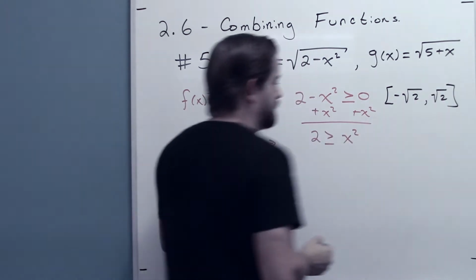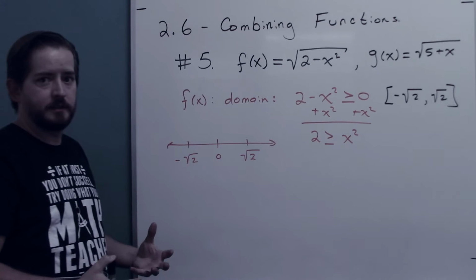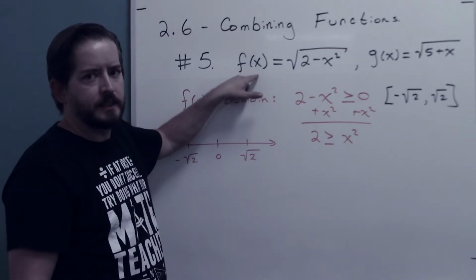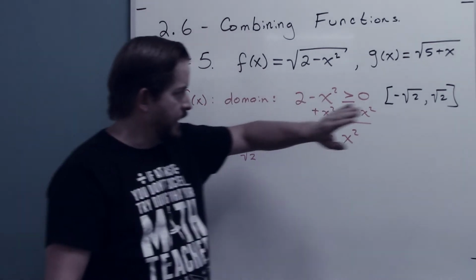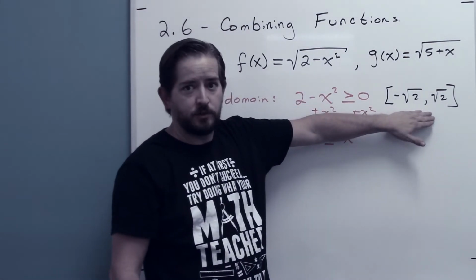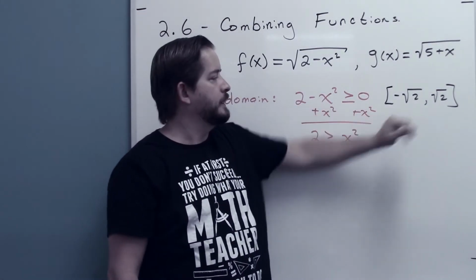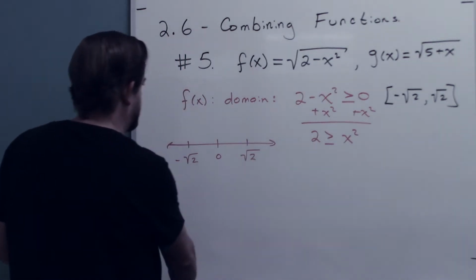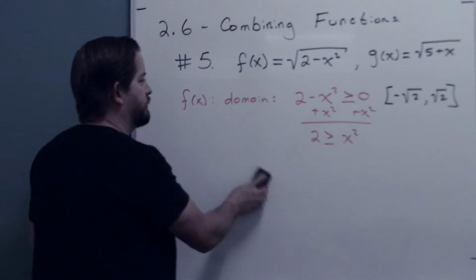So that's my domain of f of x, right? Before I've even done anything, if I include f of x in some composite function, I have to be limited by this domain right from the get-go, right? Now let's look at g of x. I'm going to erase a little bit of this because I'm going to definitely run out of room.